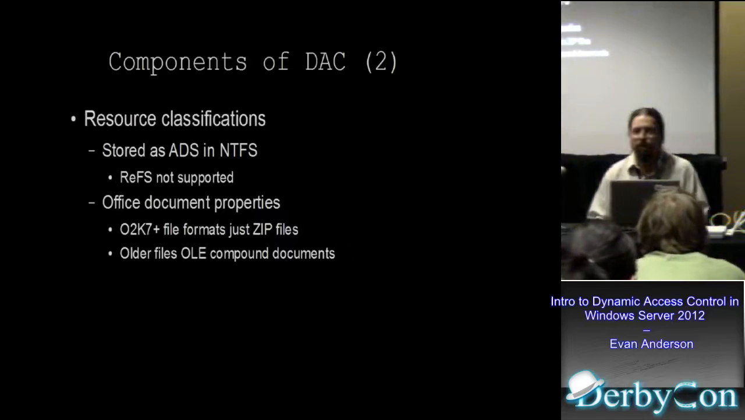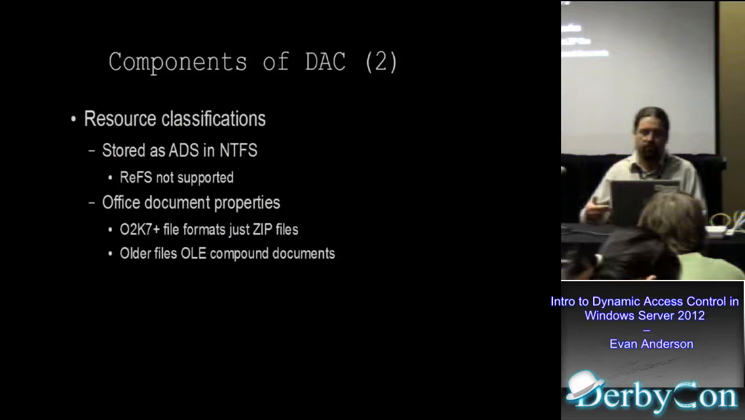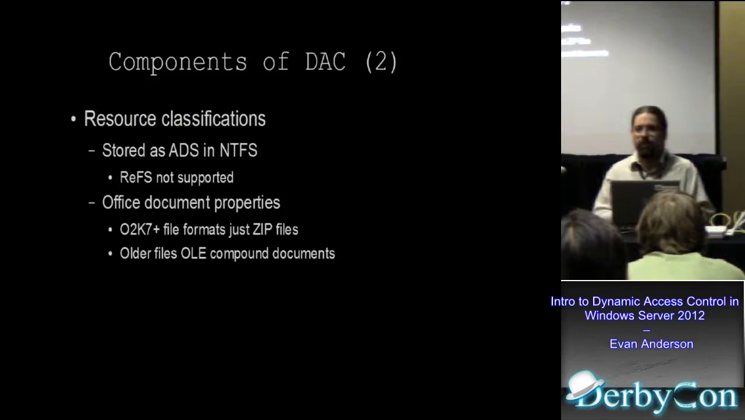Office documents, properties. So you're in a Word document, whatever, you do a file, properties, and you can add tags and various metadata to the document. That's actually stored within the document. That's not stored as an alternative data stream. So Office 2007 file formats, they're just zip files. The server just pulls them out. 2003 and older files are OLE compound documents. They're like file systems in a file, and it just reaches in and pulls them out. So that's how those get handled.